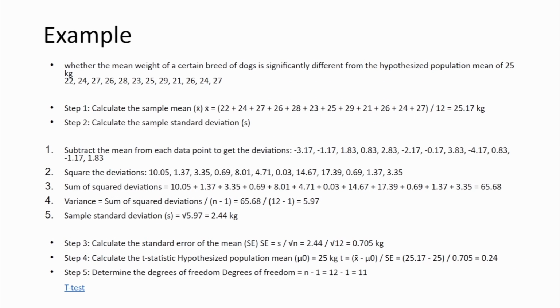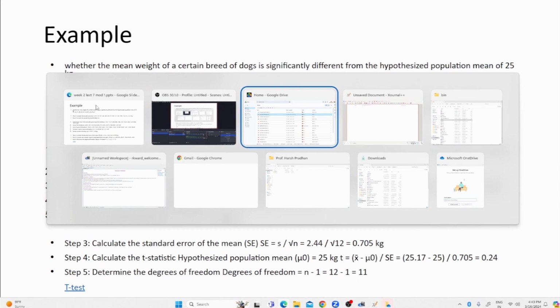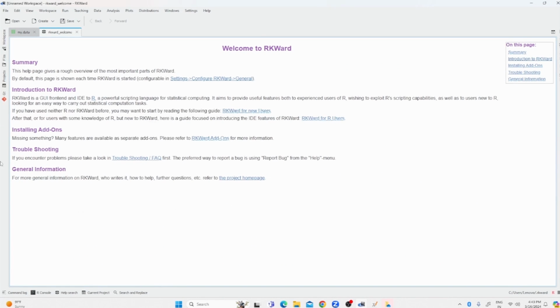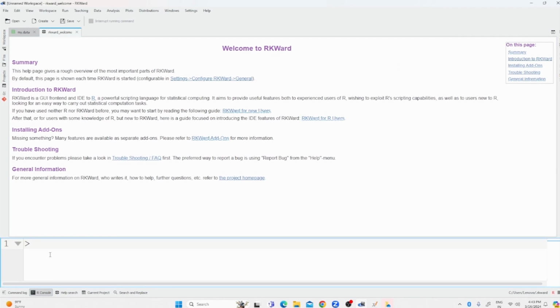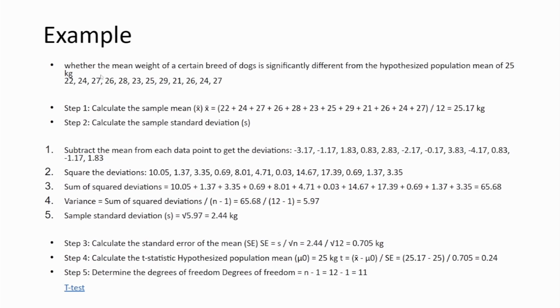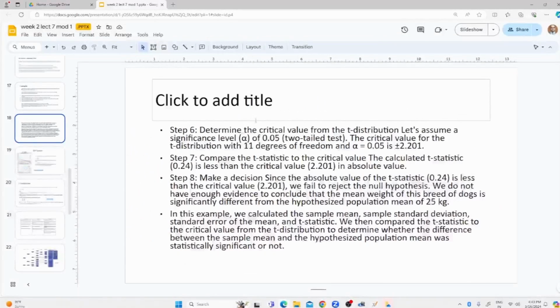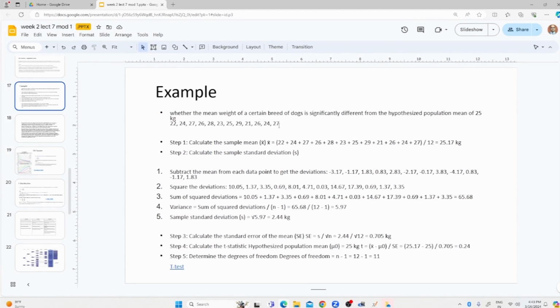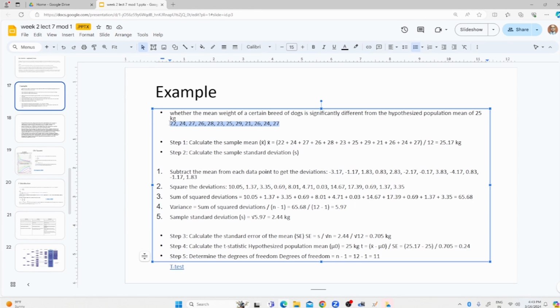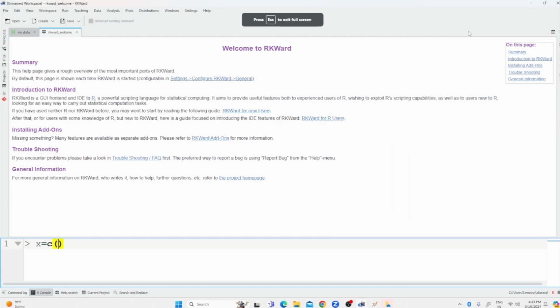Now we will use R to demonstrate this. So we go for R console. Now we will define a variable called x, which will be, let us take these values, which will be this.